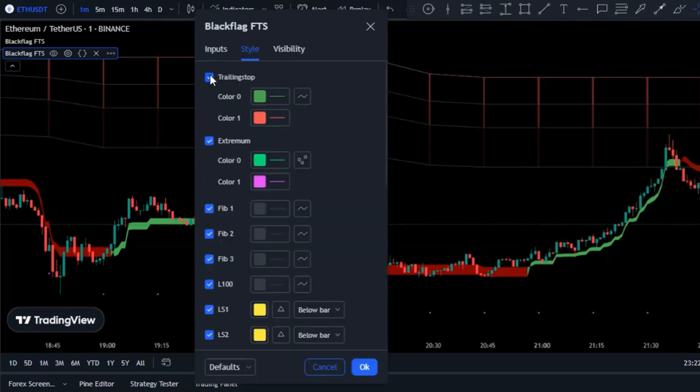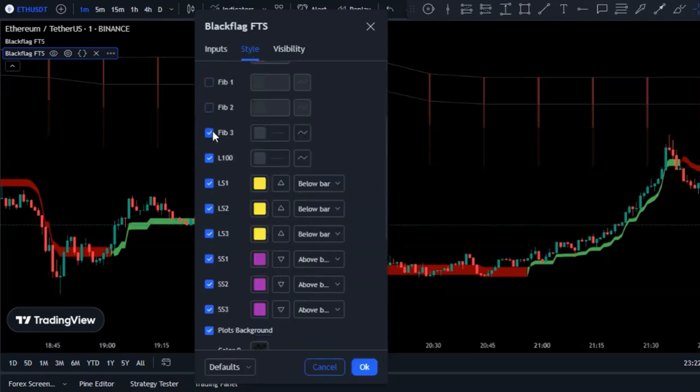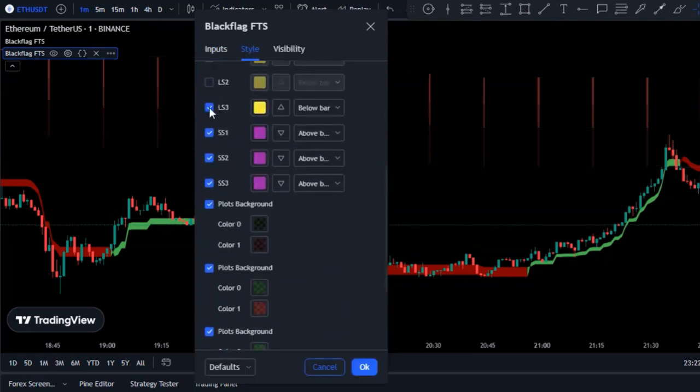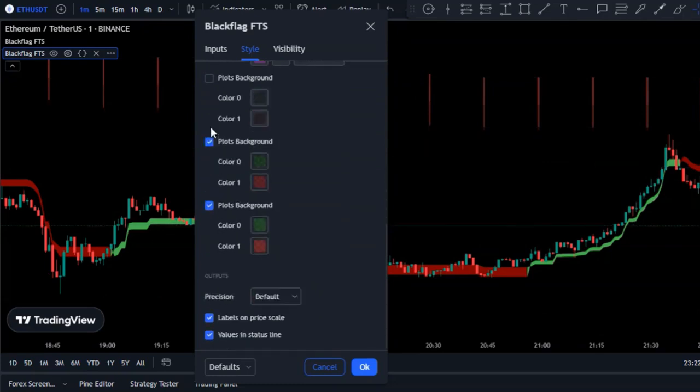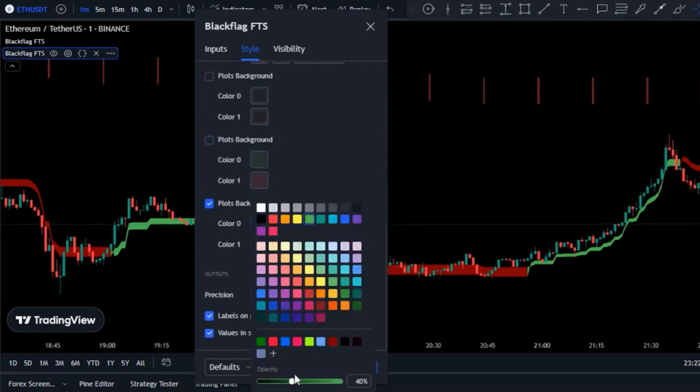Then head over to the style section and just activate the plots background and set the color to green and red respectively.